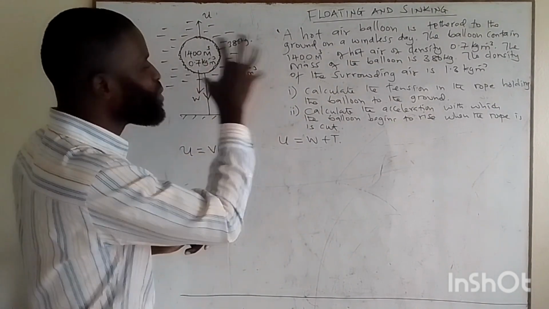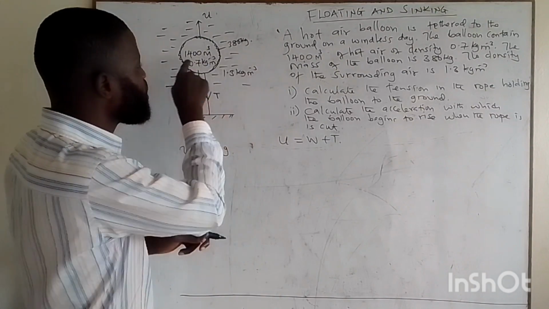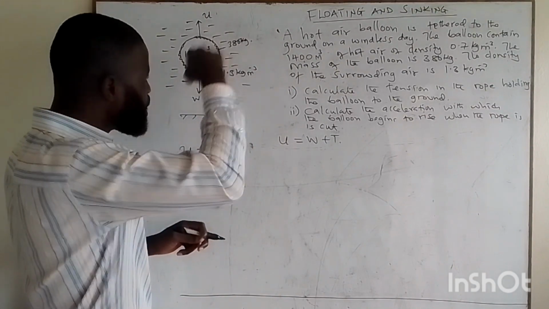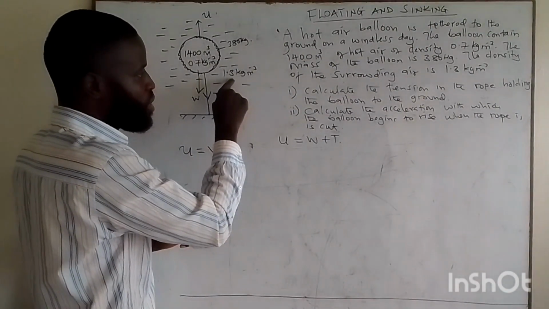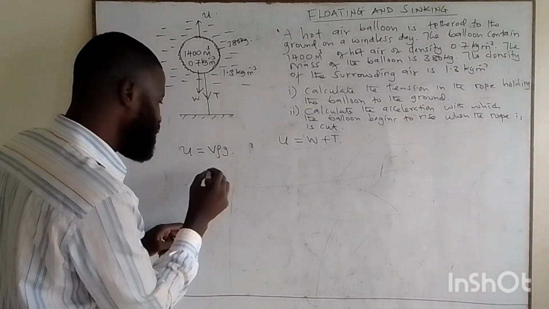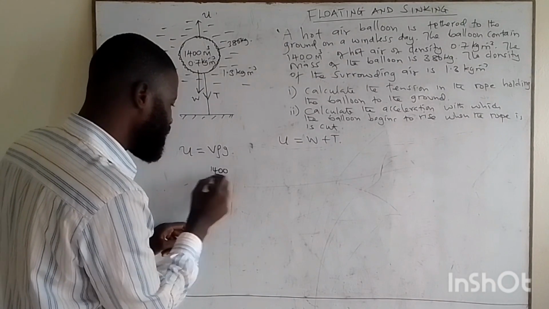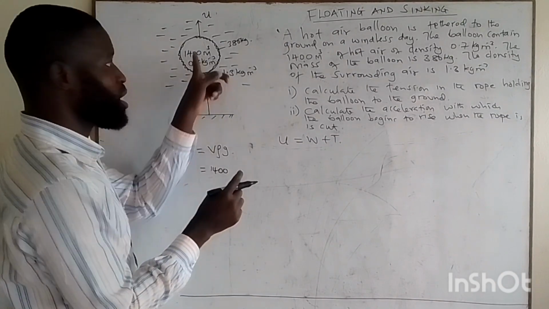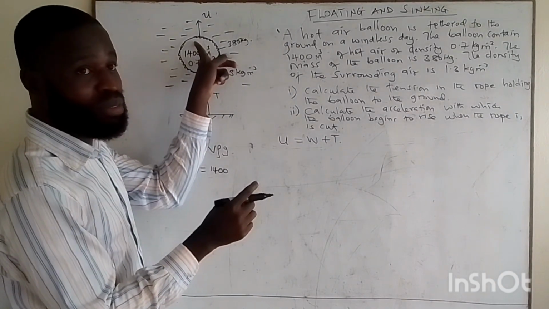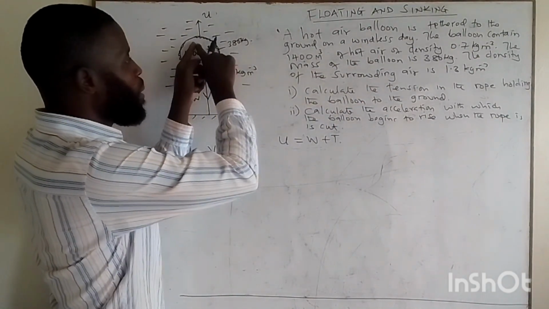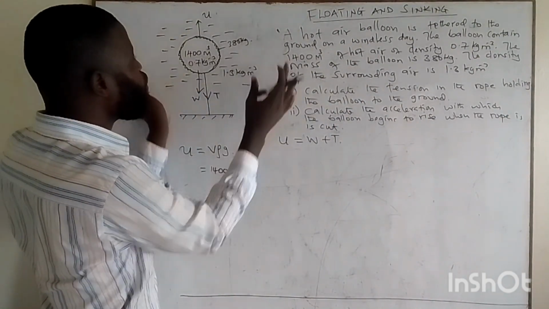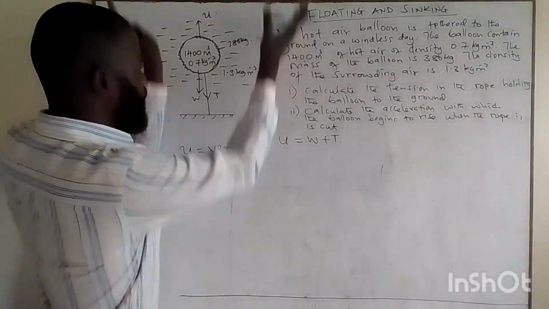Because the balloon contained hot air of this volume, it is displacing the same volume of air outside. So I write here 1400. The 1400 I'm writing here is not the volume of the hot air inside the balloon, but the volume of the displaced air outside.